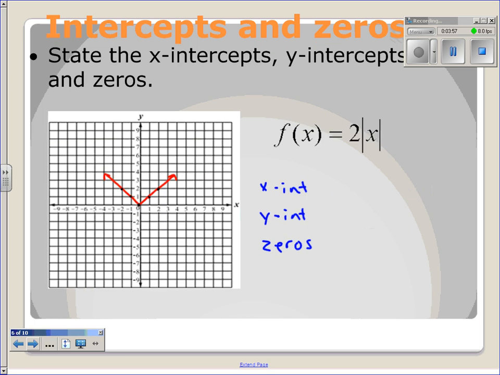Okay, this time we have f of x equals 2 times the absolute value of x. So now my slope is 2. So I'm going to go up 2. My vertex stays the same. Up 2, right 1. Up 2, left 1. Okay, where does the graph touch or cross the x-axis? 0, 0. And it also crosses the y-axis at 0, 0. And my zero is at 0.